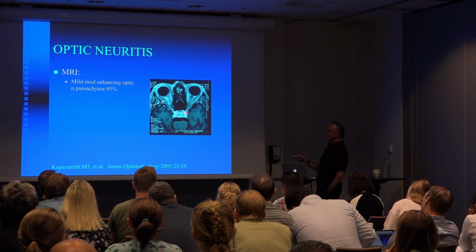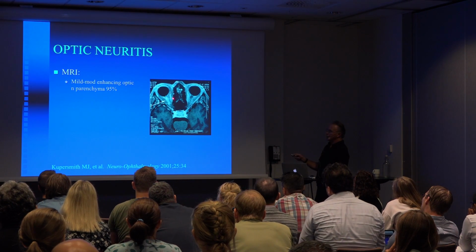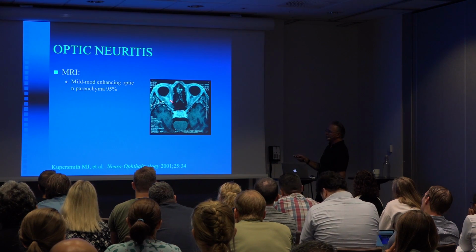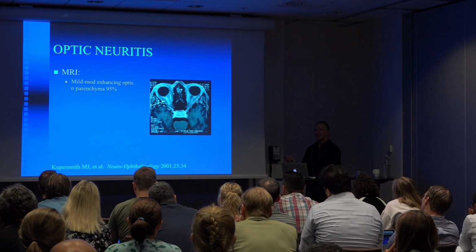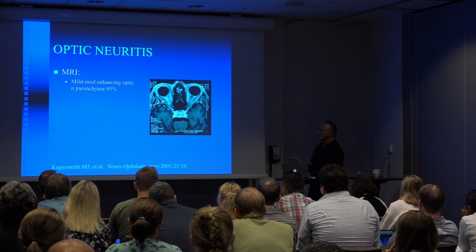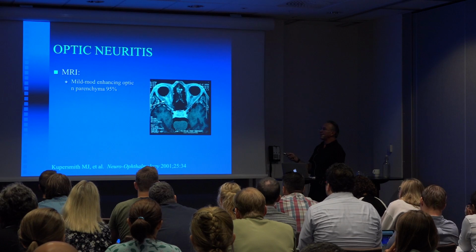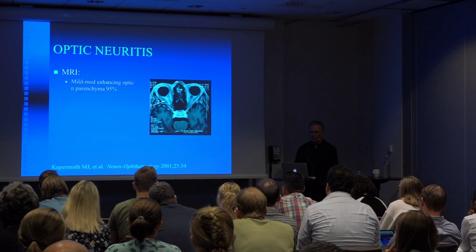And if you do this kind of scan with thin sections through the orbits, fat suppression technique, and gadolinium administration, you'll see something like this in 95% of the cases. So usually you don't need this to make the diagnosis, but in some weird cases of optic nerve disease, you might need this scan. And if you don't see it there, you should start thinking of other possibilities, because it's almost always there.